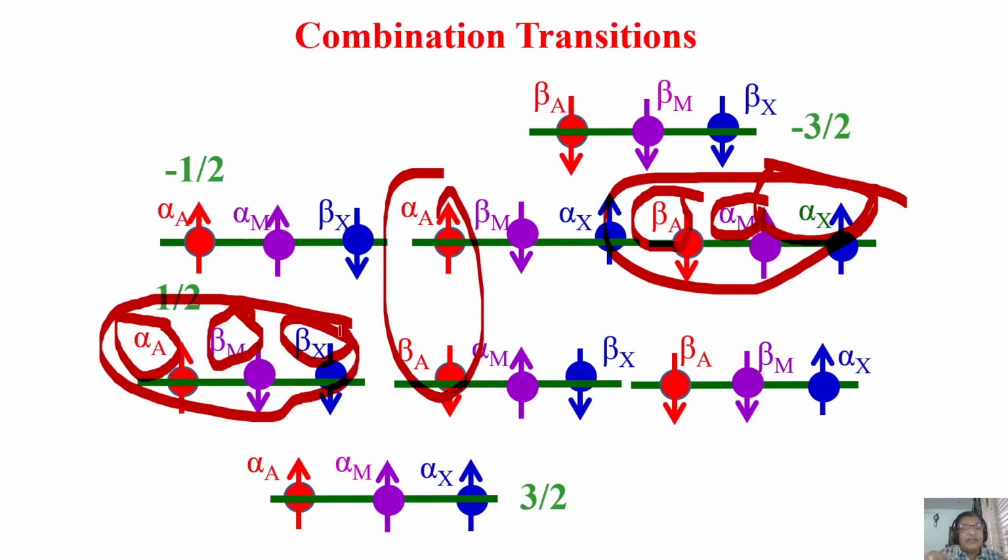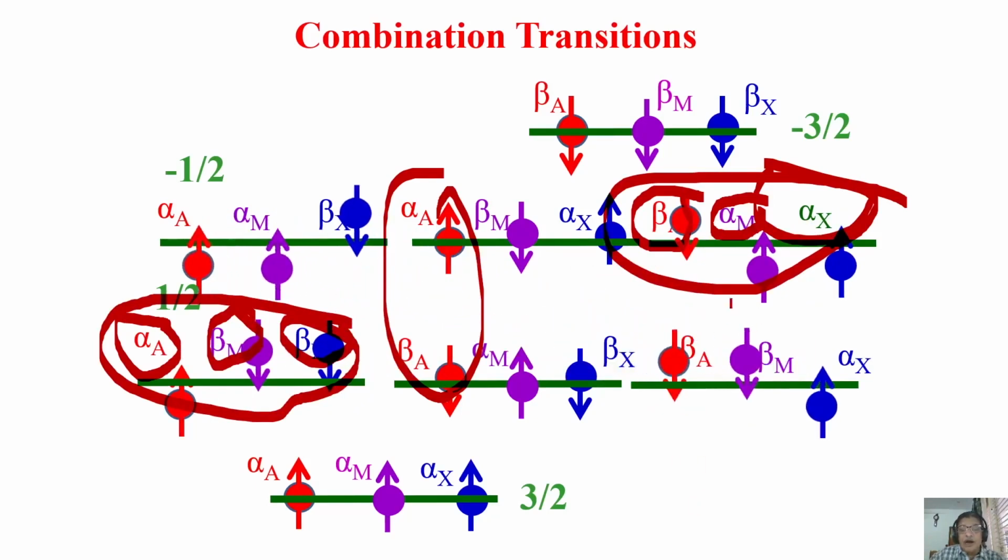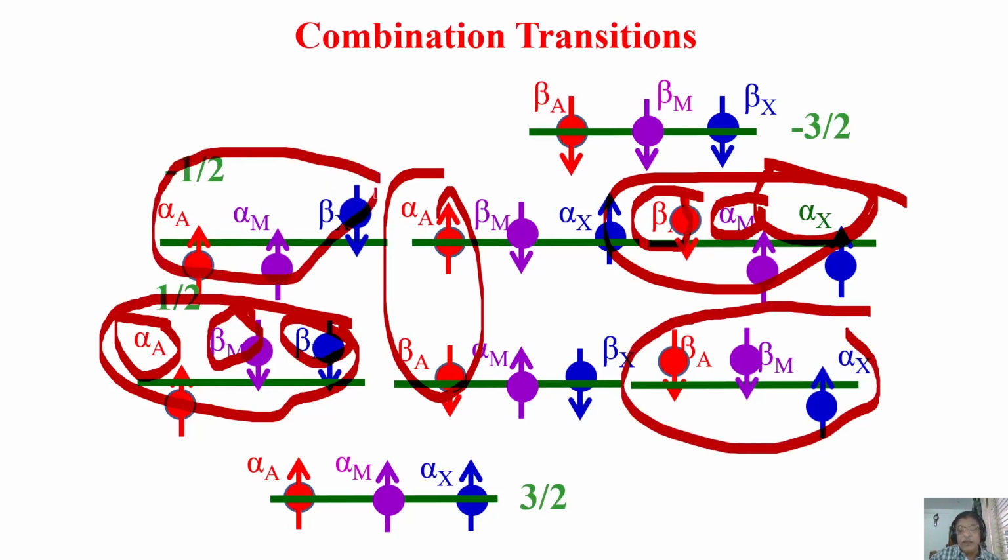Is there any other combination transition you can think of? What about this? This, of course, we did. What about this? Here also, beta A is changing to alpha A, beta M is changing to alpha M, alpha X is changing to beta X. That's also allowed. There's another combination transition. Okay? These three completely are changing to this. That's also allowed. What about this one?